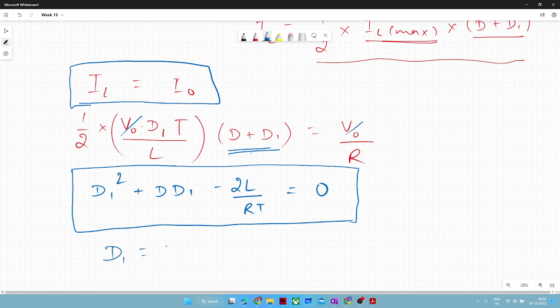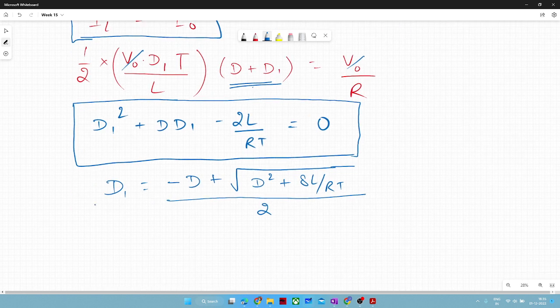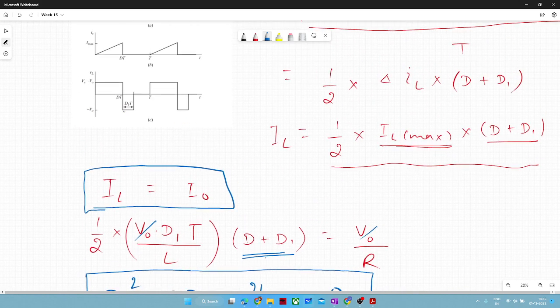Now, we have all learned quadratic equations in our school. So after this point, I can write only the plus sign, because if we take the minus sign, it will be of no use because duty ratio will never come negative. D square plus 8L by RT, B square minus 4AC kind of divided by 2. So this is your expression which we wanted in terms of D. This is D1. This is the period, this is the period D1T.